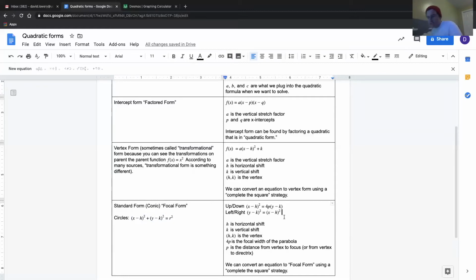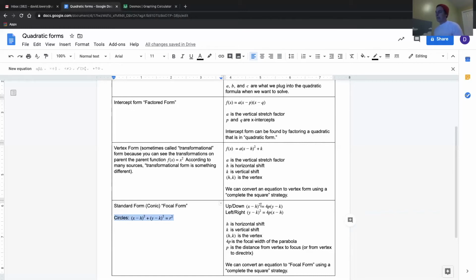Also, I just spotted a mistake. We need to get rid of this. That is not right. This should be a 4p, right? Because in a parabola, you're only going to have one squared variable. Anyway, that's why this is called standard form a lot of times, because this is standard form for a circle, and we really only have one form for a circle. I guess there's more than one. That's not true. There's more than one, but this is the one that makes the most sense for a circle. And so we want to be able to have a standard form for all the conics.